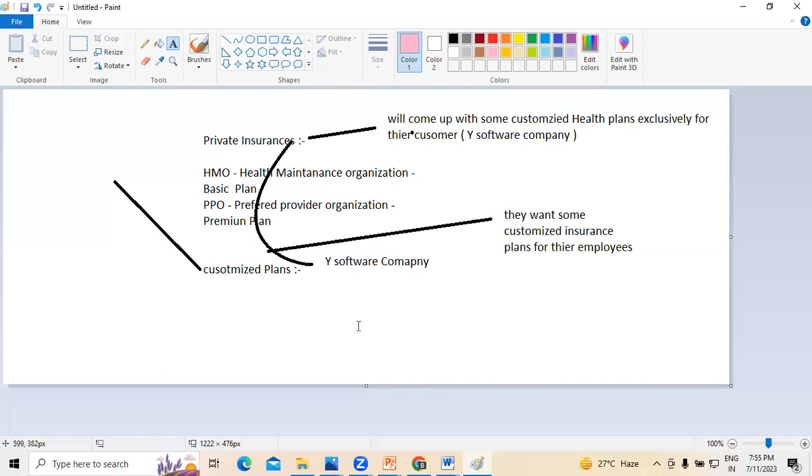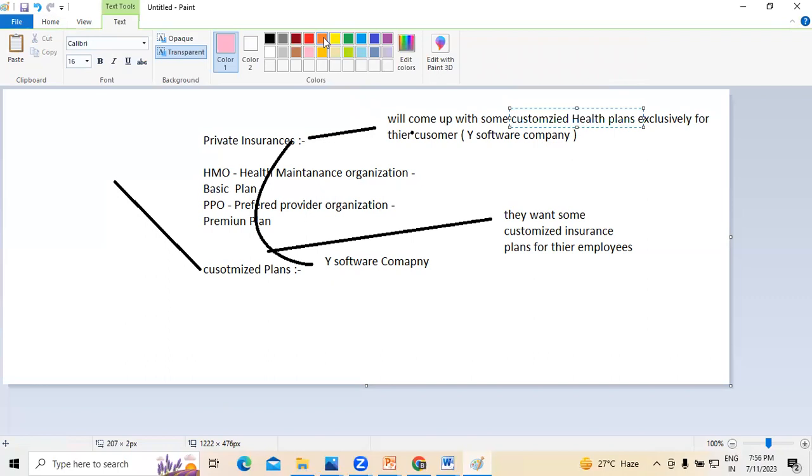So I have a question. Go ahead, please. So the private insurance for, let's use the Y software company, is it possible to get the private insurance for both, depending on the band? Can they decide to get the HMO and the PPO as well? That is the discretion of the private insurance company, because the plans they are customizing will vary.